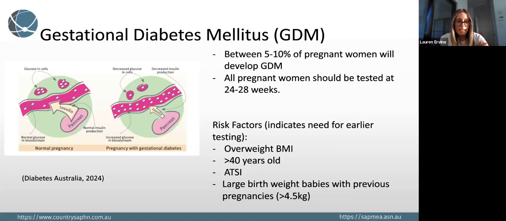So the risk factors, this is not limited to these, but these are the ones that pop up and are quite common. Overweight BMI before pregnancy, women above 40 years old, Aboriginal and Torres Strait Islanders, but there's quite an extra group of different individuals who also have that high risk as well. And then large birth weight babies with previous pregnancy. So if, say, their first child was born over 4.5 kilos, things like that, it does pose an extra risk.